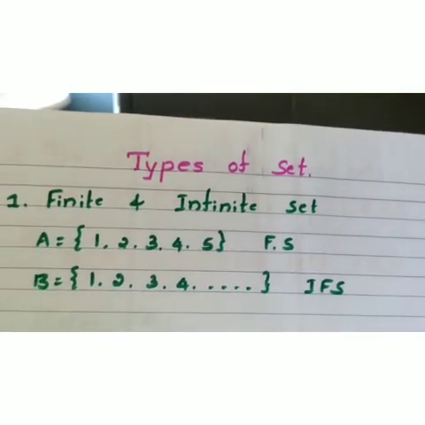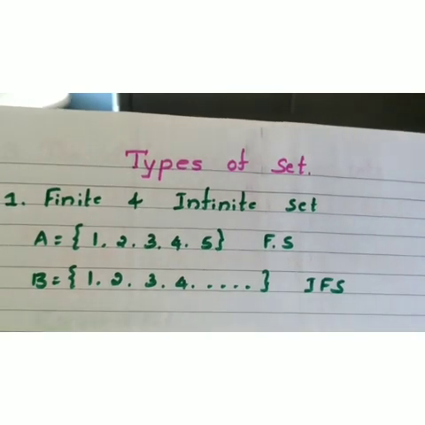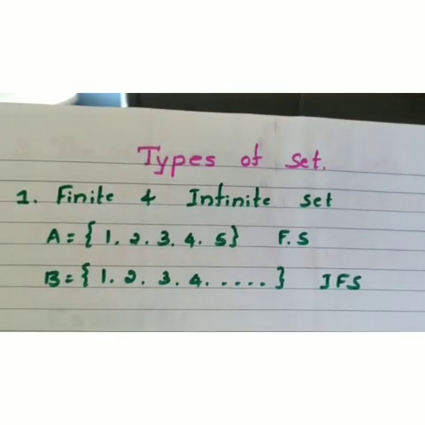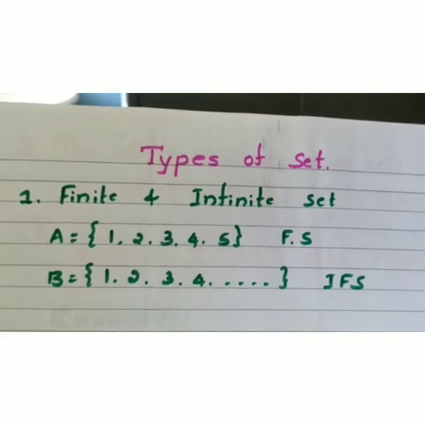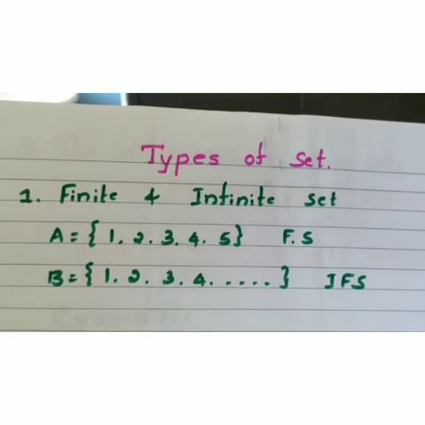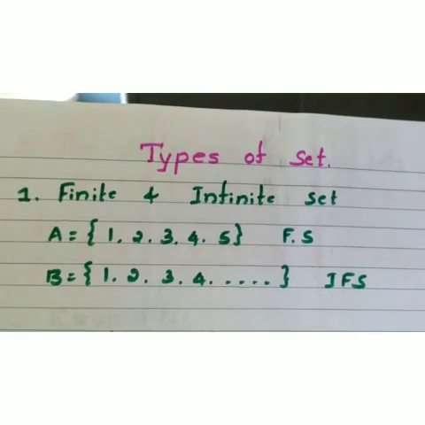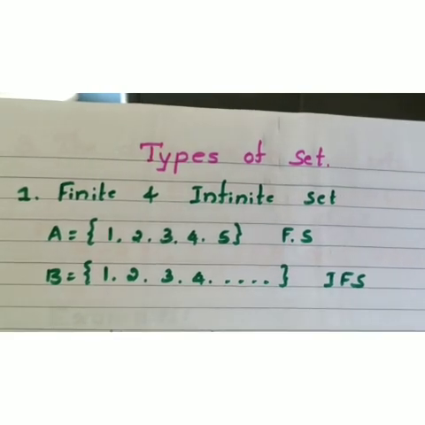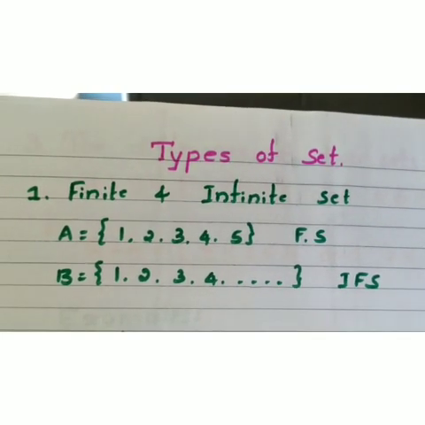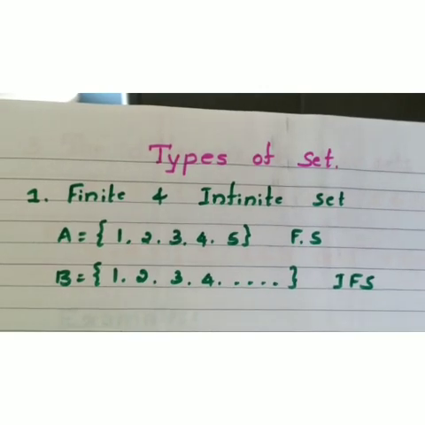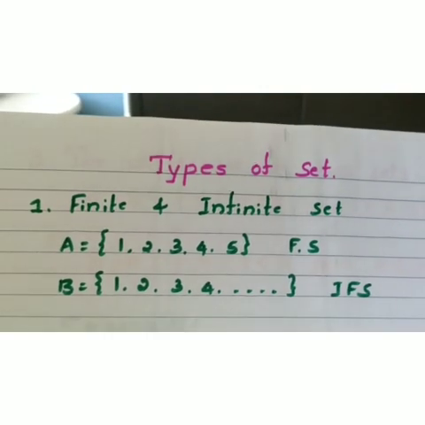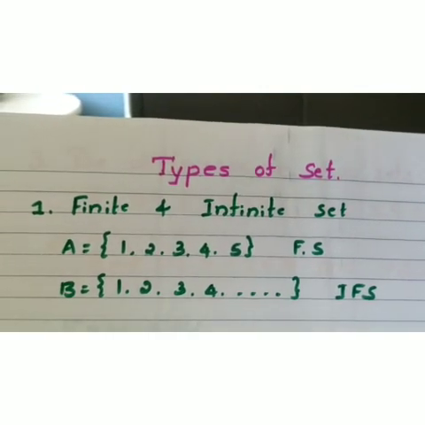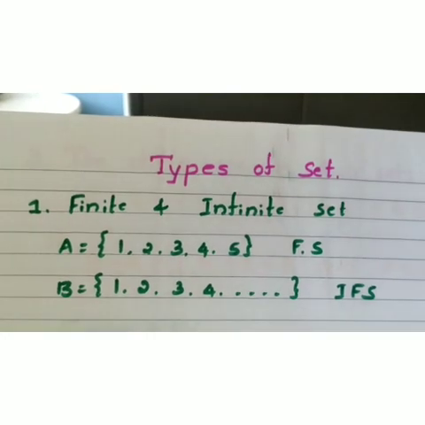Next we can go for the types of set. There are many types of sets, in which first I will go for the finite and infinite set. What do you mean by finite and infinite set? If the set contains an exact number of elements, or a countable number of elements, or a finite number of elements, then it is called a finite set.